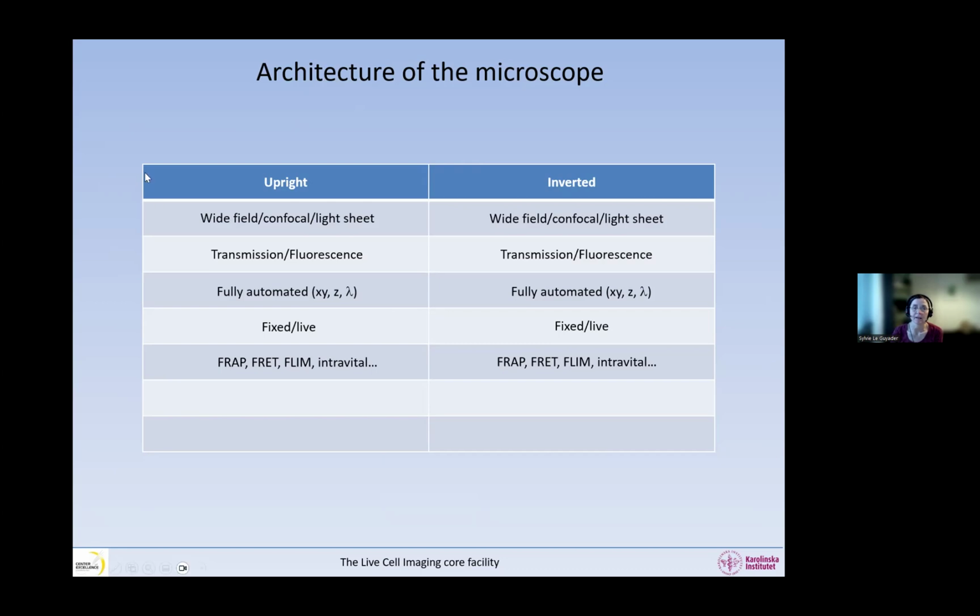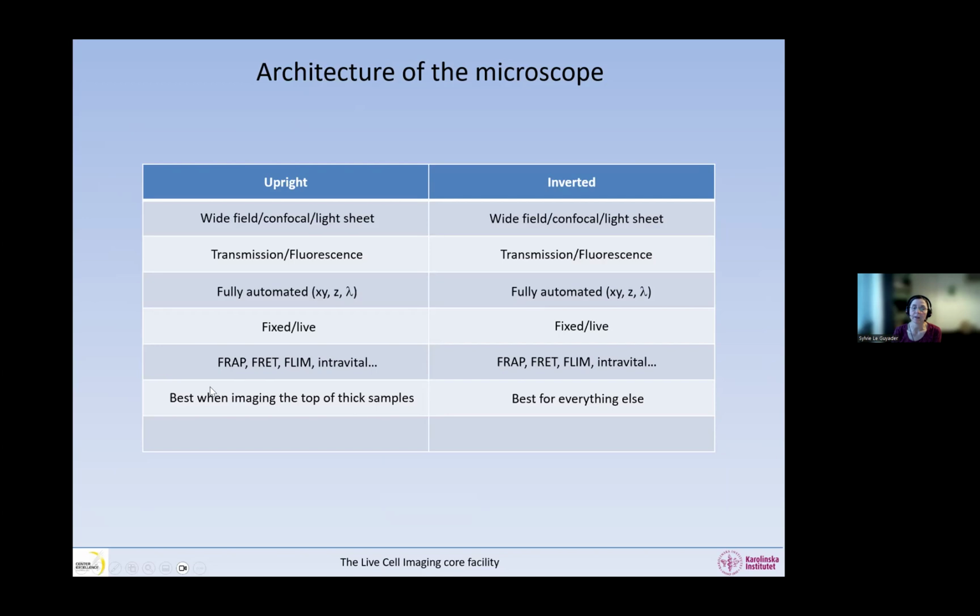So upright versus inverted: you can have them in basically any type of microscope. This is a choice depending on the experiment that you're going to do. They can do both fluorescence and transmission, and they can be fully automated in X, Y, Z, and wavelengths. You remember that I said this is the abbreviation for wavelengths, so when I put lambda somewhere, it's always the wavelength of light. And you can use live and fixed samples on both of them, and you can have very advanced techniques for both of them, like FRAP and FLIM and all this.